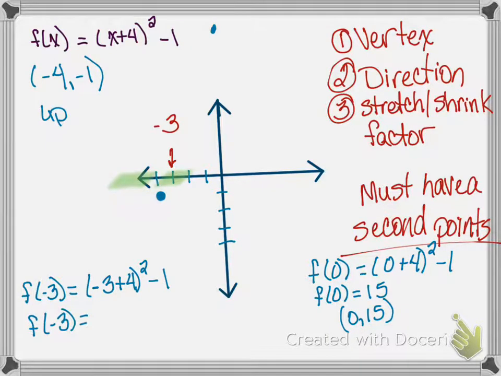Okay, what's negative 3 plus 4? 1. What's 1 squared? 1. And then I've got 1 minus 1. So it's 0. So we kind of accidentally found, what did we find accidentally?